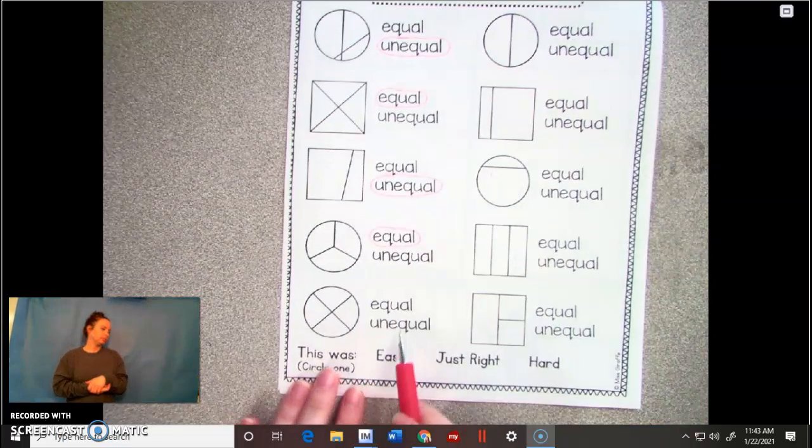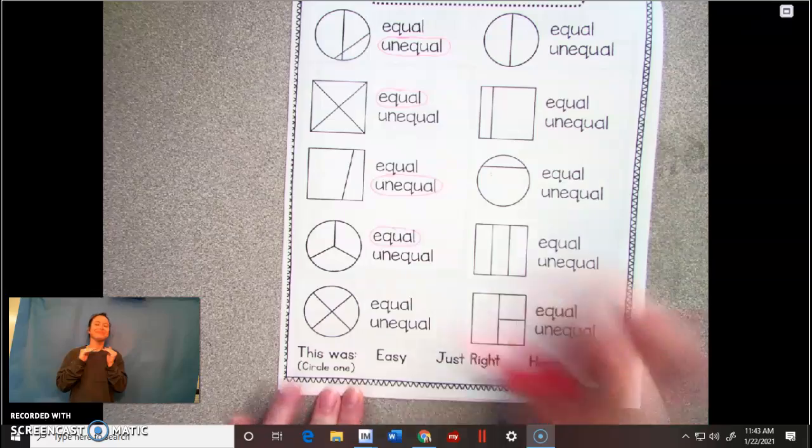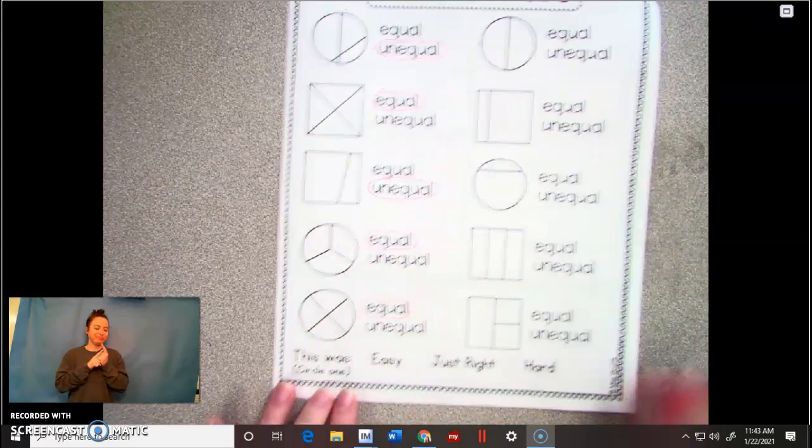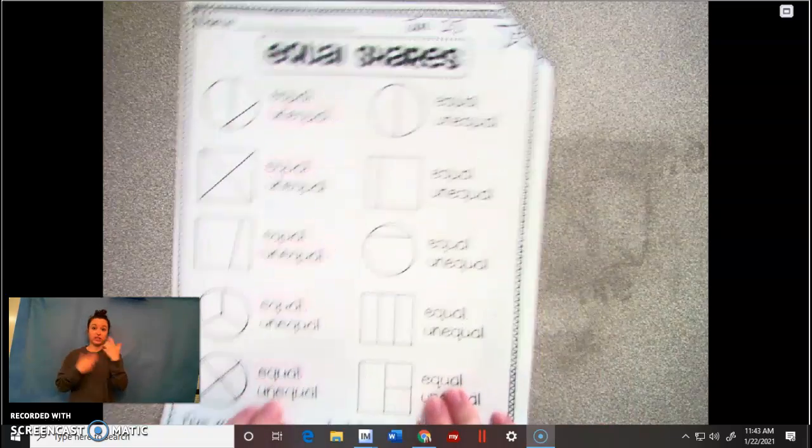The last one in this column, we've got another circle. And he's got 4 pieces. Are they all the same size and shape? Are they fair shares? Yes, so they are equal. All right, I want you to finish this side by yourself. And when you're done, you're going to flip it back over.